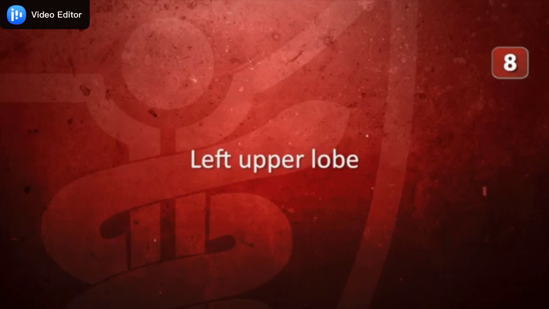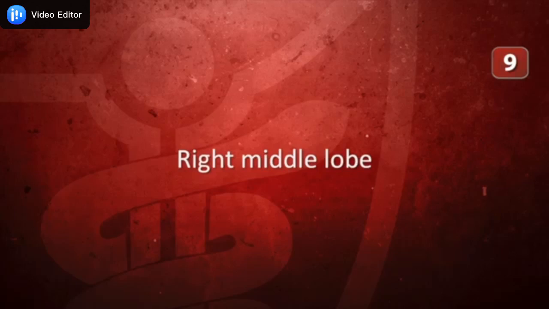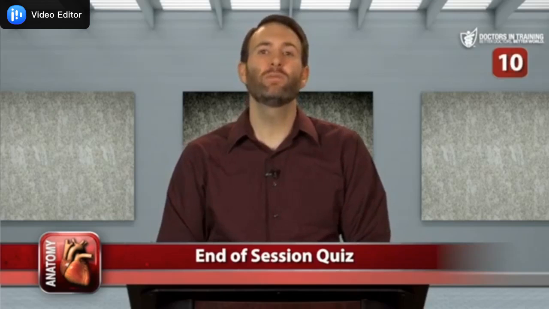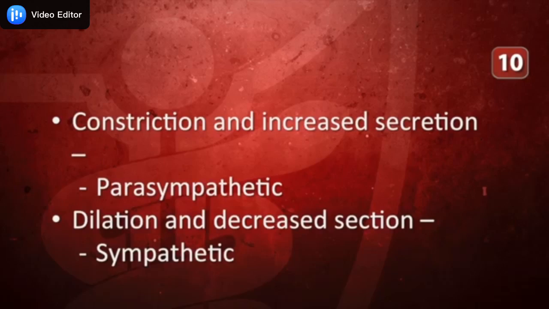Which lobe of the lung is the lingula considered to be a part of? That's going to be the left upper lobe. Next question. What is the homologous structure in the right lung to the lingula in the left lung? That's going to be the right middle lobe. Next question. What type of innervation causes the following effect on the bronchioles? So constriction and increased secretion, that's going to be parasympathetic. Dilation and decreased secretion is going to be sympathetic.